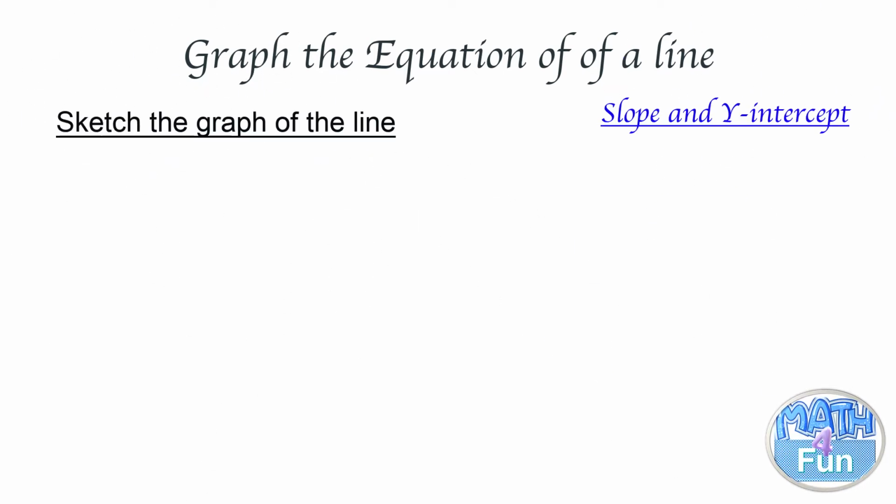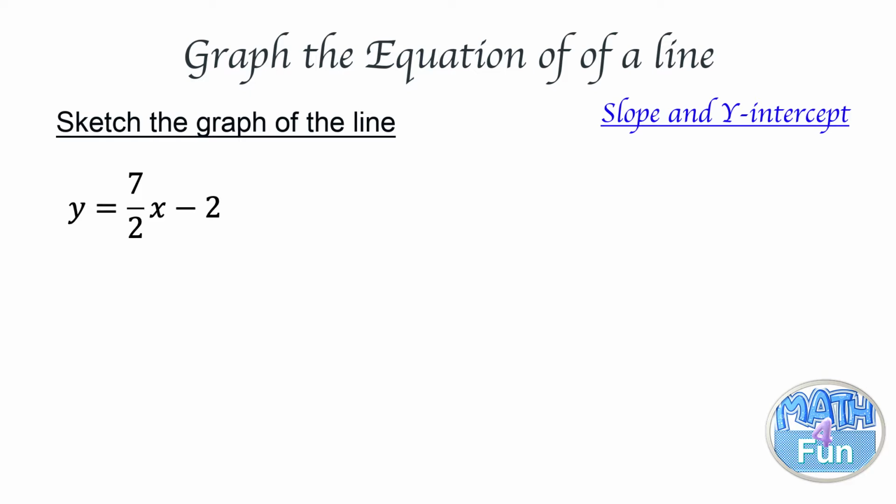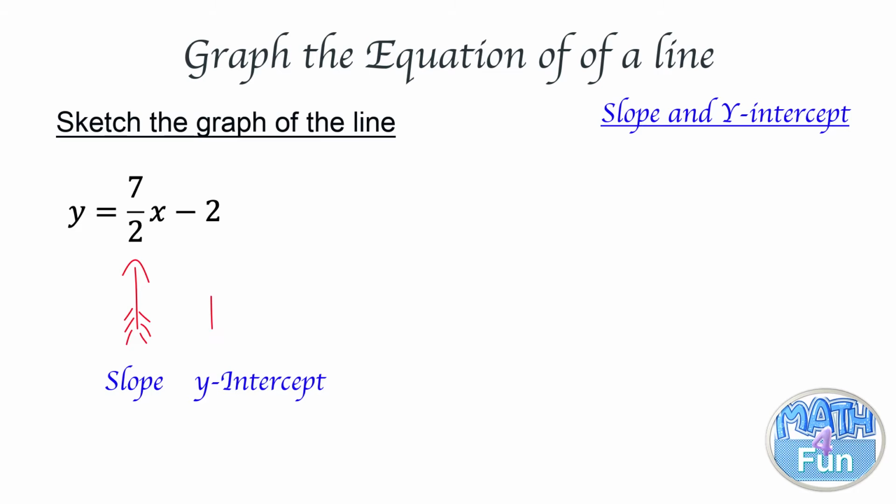Straight line using the slope and the y-intercept. Now, as you can see from the equation, here we have the equation y equals 7 over 2x minus 2. So the slope is 7 over 2 and the y-intercept is minus 2.